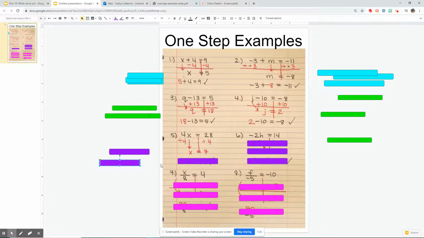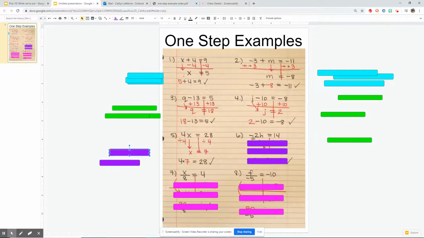Okay, then we're going to check it just like we did up here. So instead of writing 4x, I'm going to write 4, and remember this is 4 times x, so I'm going to do 4 times 7. 4 times 7 does equal 28, so I'm good.